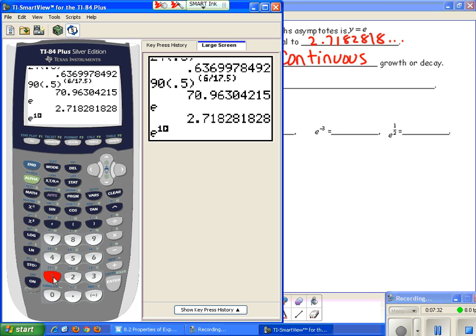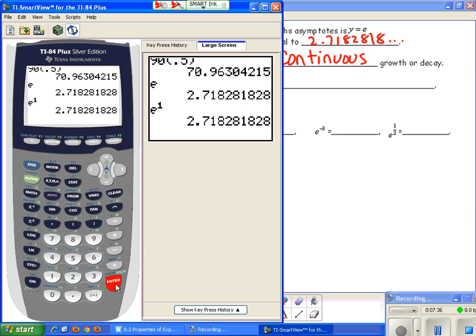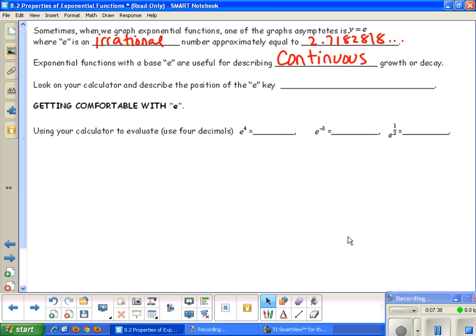So let's say we want to figure out what e is equal to. Anything to the first power gives you its value, so that's how we would do that. You can use either of those two. Usually I use the second and then the division symbol. Let's get comfortable using e now. Let's practice plugging this into our calculator.